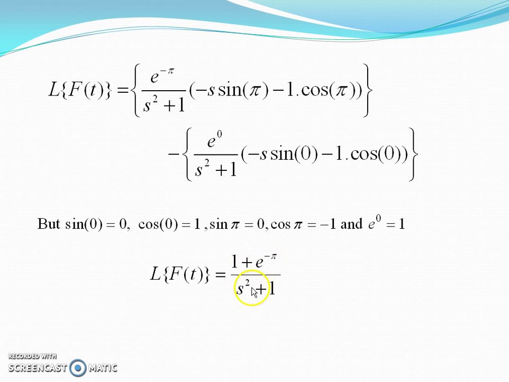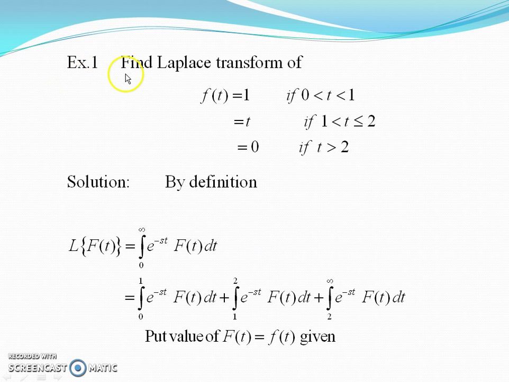Now example 2. Find the Laplace transform of f of t defined as f of t equal to 1 if 0 less than t less than 1, f of t equal to t if t is between 1 and 2, and f of t equal to 0 if t greater than 2.